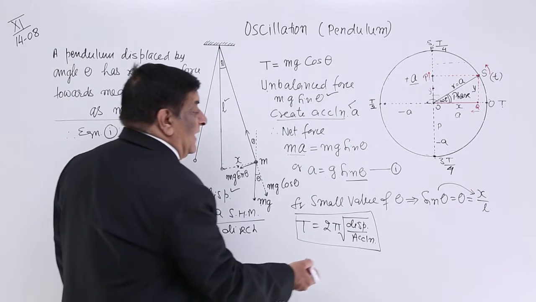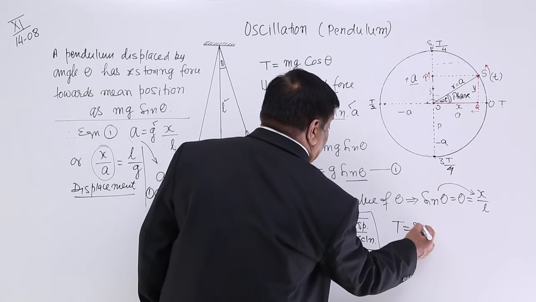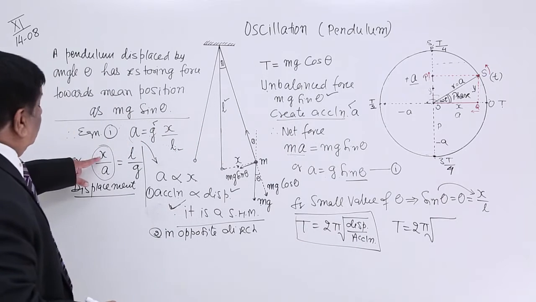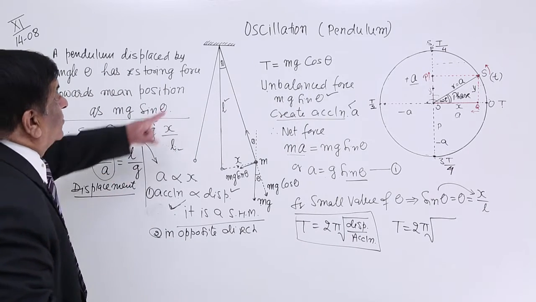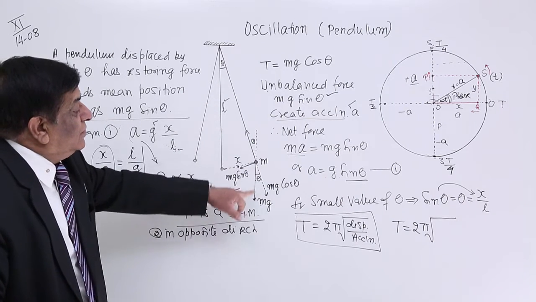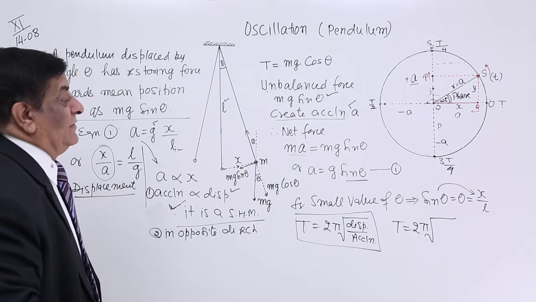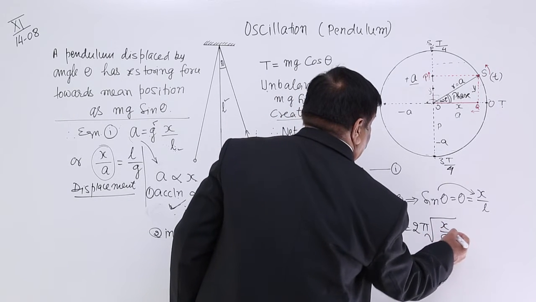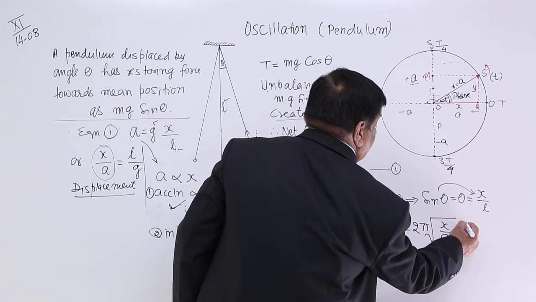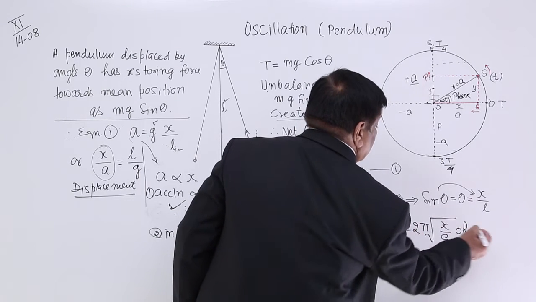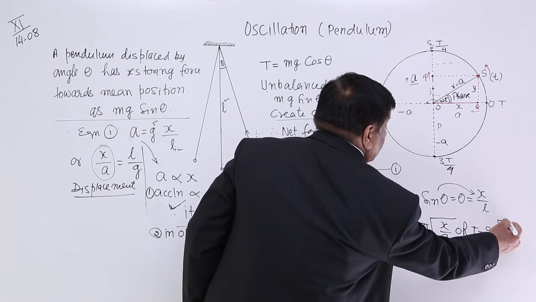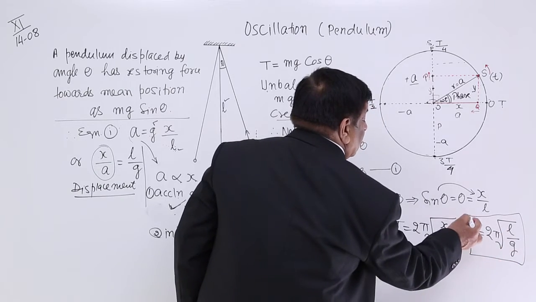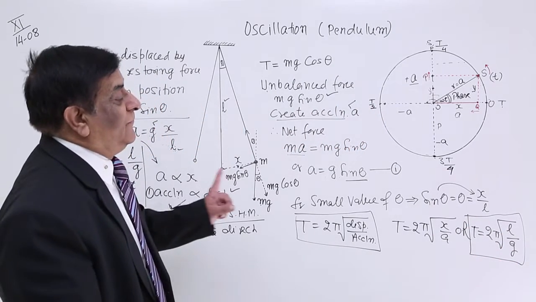So now we can rewrite it that T is equal to 2 pi, and inside the root displacement upon acceleration, which is equal to length upon acceleration due to gravity g. So here we can write x upon a, or T is equal to 2 pi root L upon g. This is the equation for the time period of a pendulum.